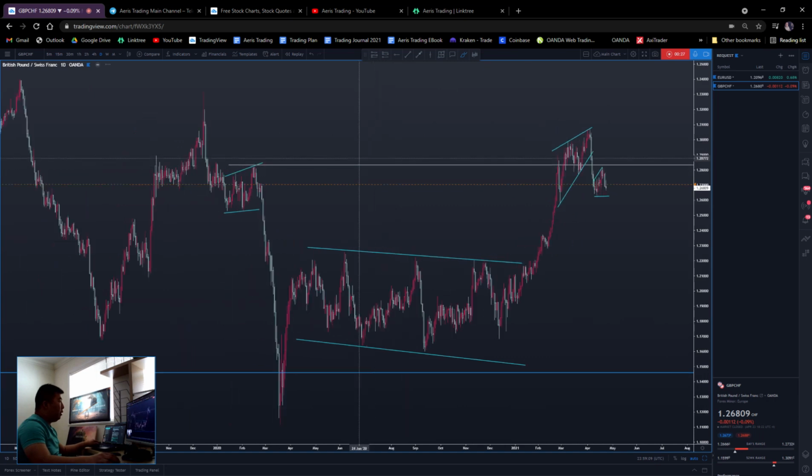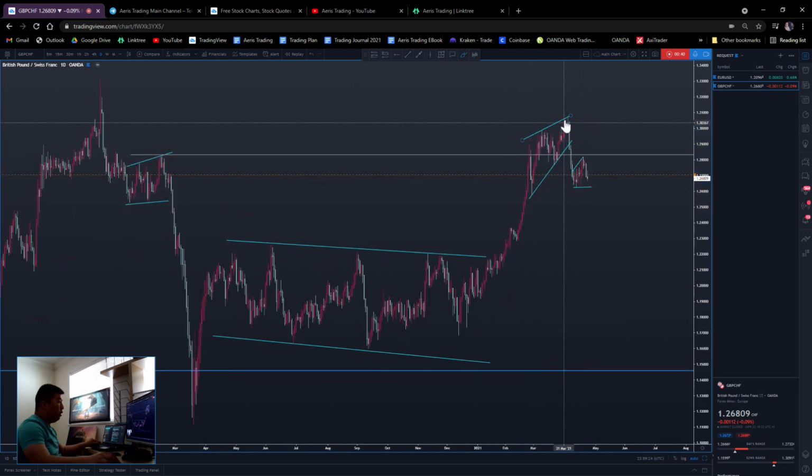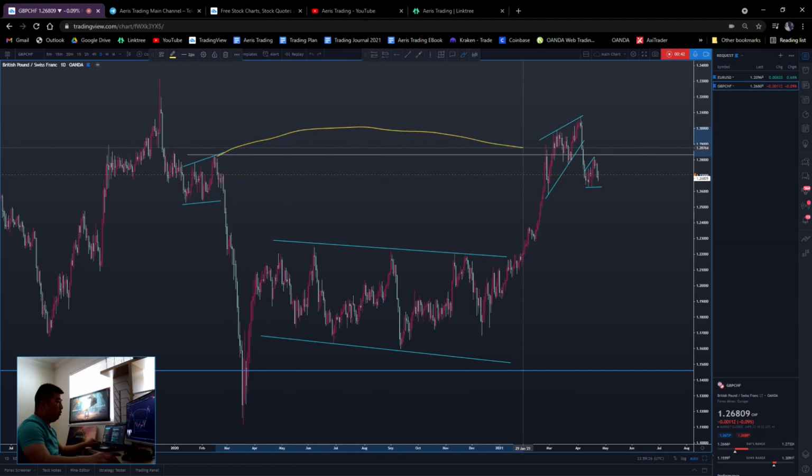So pound Swiss, starting from the higher time frame. Starting on the higher time frame, I see a pretty clear double top formation. This is actually the previous continuation correction for the COVID drop here. So it's a very significant area to watch out for what the price will do. And from a higher time frame perspective, we see a double top here.